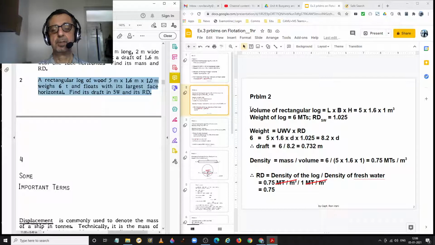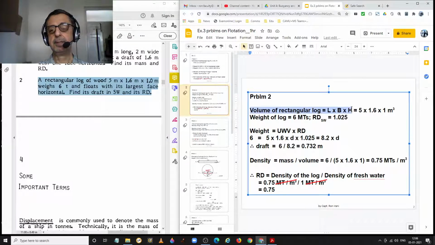So volume of the log will be equal to length into breadth into height. That works out to 5 into 1.6 into 1 cubic meters. Weight of the log is equal to 6 metric tons. That is given to us in the problem. And the water in which the log is floating is salt water. Now weight is equal to underwater volume into relative density.